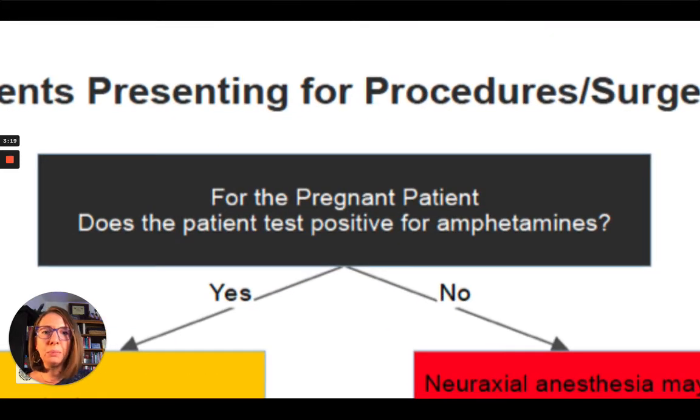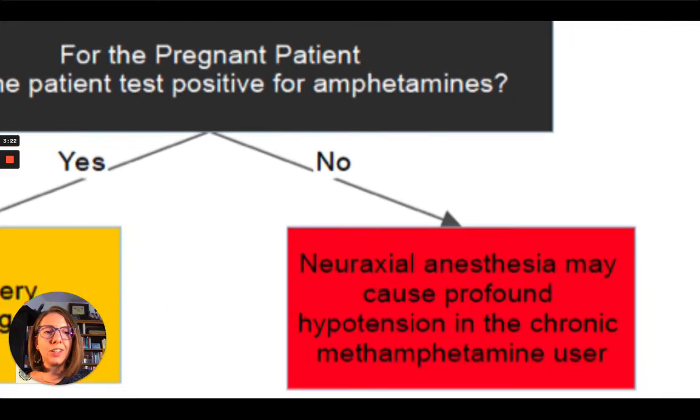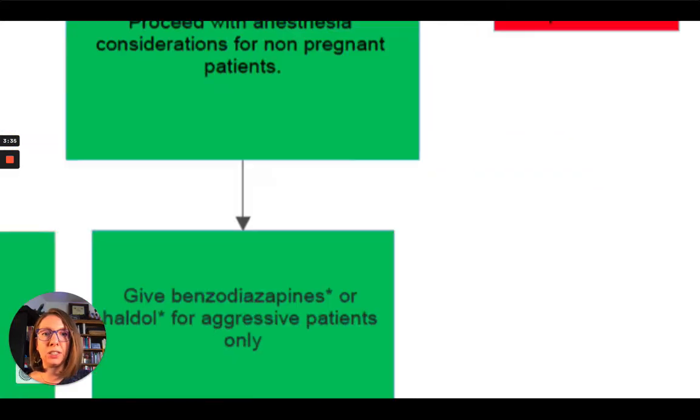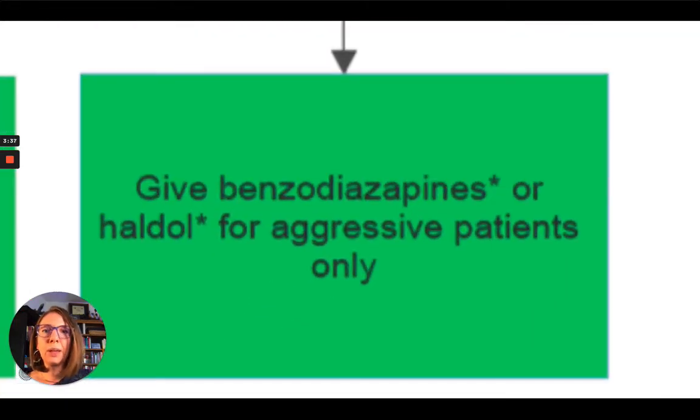If you have a pregnant patient, please note that neuraxial anesthesia is not an absolute contraindication, but you can have profound hypotension with an epidural or a spinal, so most people would choose not to give these to methamphetamine substance use disorder patients. They do recommend that you give benzos.